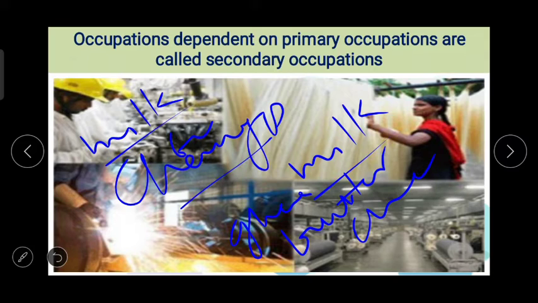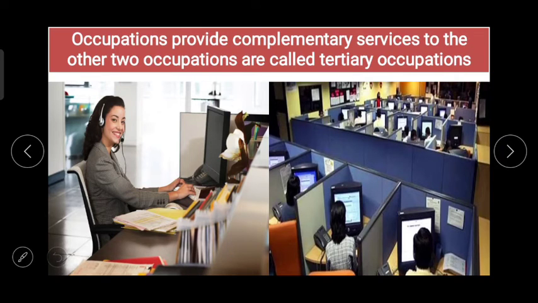The raw material supplied to the industries is often obtained from nature, from primary occupations. Occupations dependent on primary are called secondary occupations. क्या कहा जा रहा है उनको? Secondary occupations. Occupations dependent on primary occupations are called secondary occupations. So secondary occupations are dependent on primary occupations. I'll go for the next one.